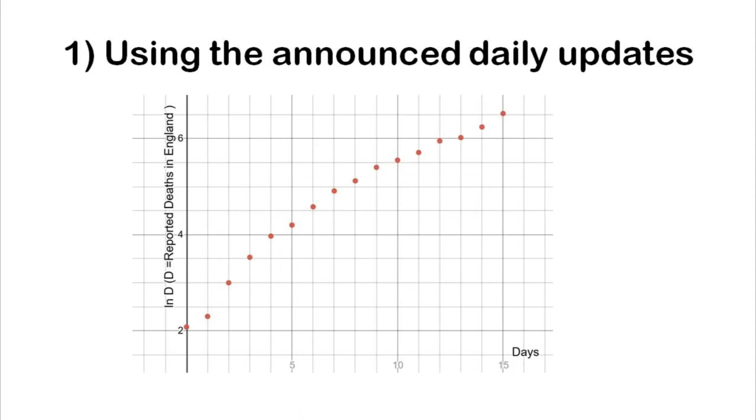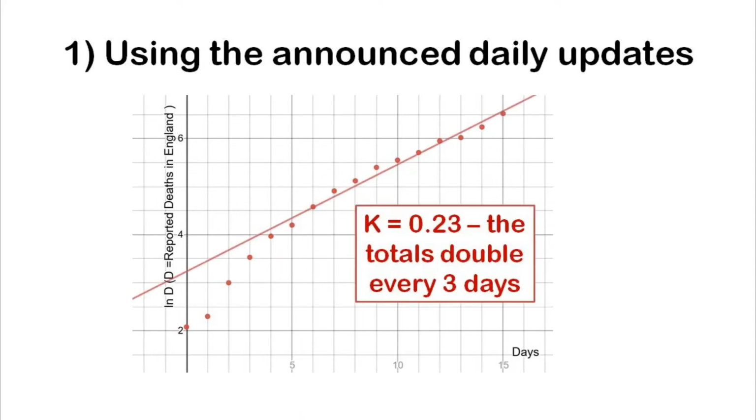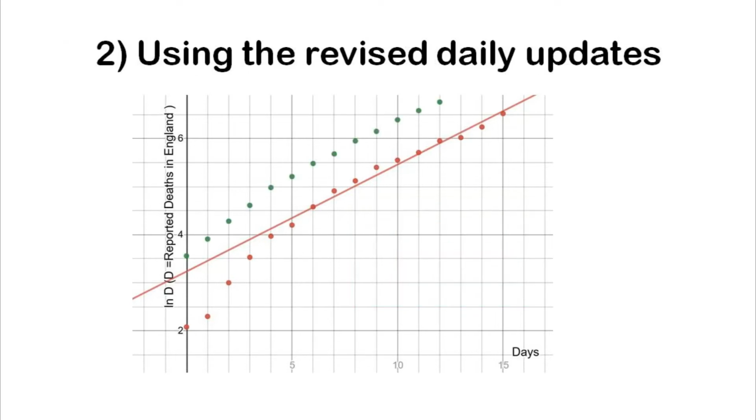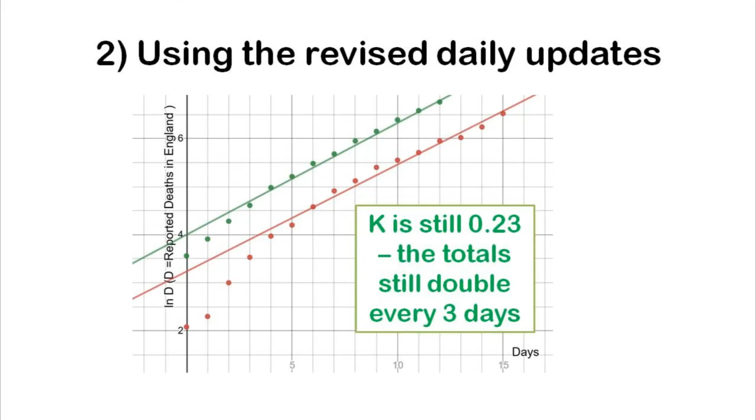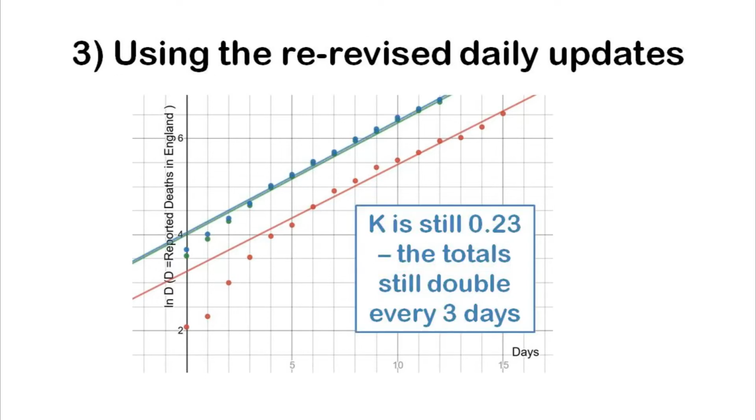Here, the daily updates as announced by the government, put into a logarithmic graph, give the straight line as we have done before, with a doubling of roughly every 3 days. Then here, this includes the revised daily updates, again a similar gradient, but of course higher values because more have been added to the original amount.